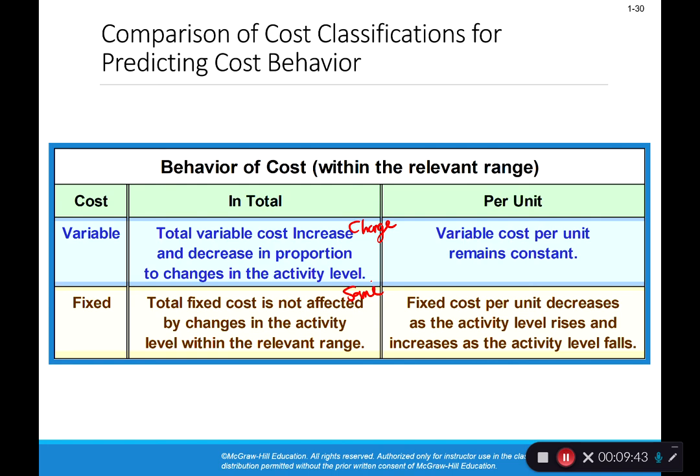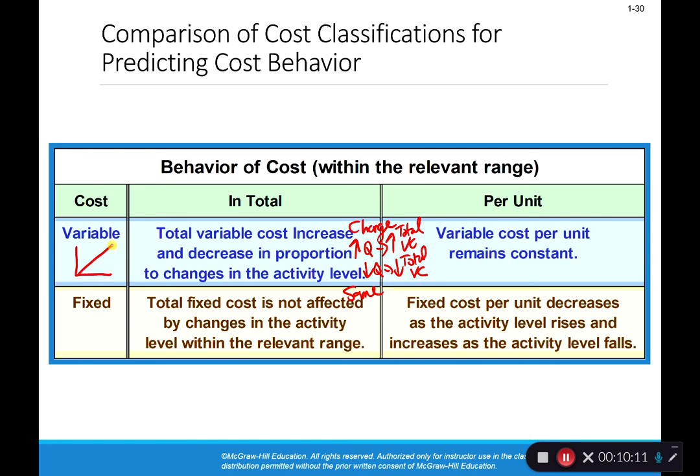When variable costs change, there's a direct relationship. So as quantity goes up, variable cost in total is going to go up. Likewise, as quantity goes down, variable cost in total goes down. Fixed costs in total stay the same, so they don't do anything. They don't move. Okay, and I think pictures are nice.